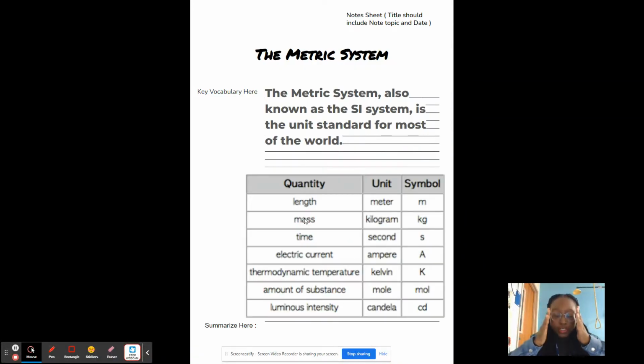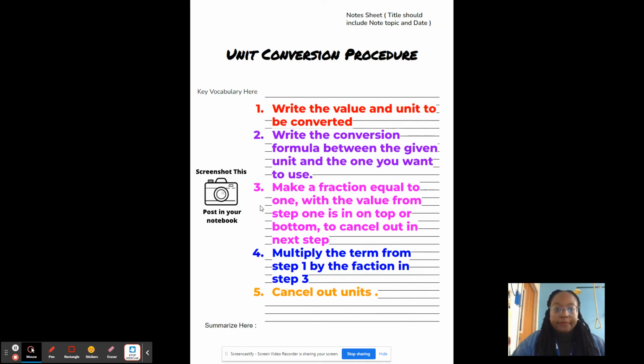All right, so the metric system, this is what we weren't able to actually get to. The metric system, also known as the SI system, is the unit standard for most of the world. We're going to use it in class, and you use it in most STEM careers. You're going to use it as an engineer, as a doctor, but the metric system is what is most common, especially when you get into college.